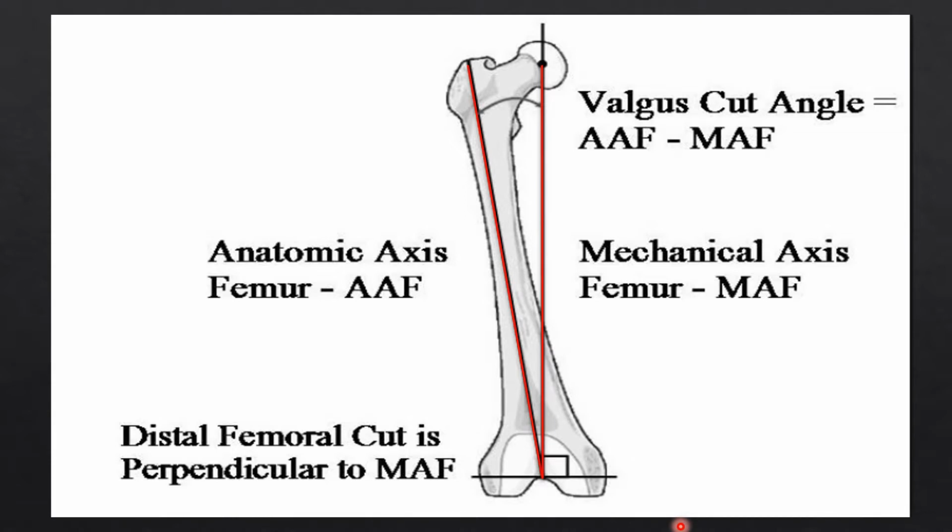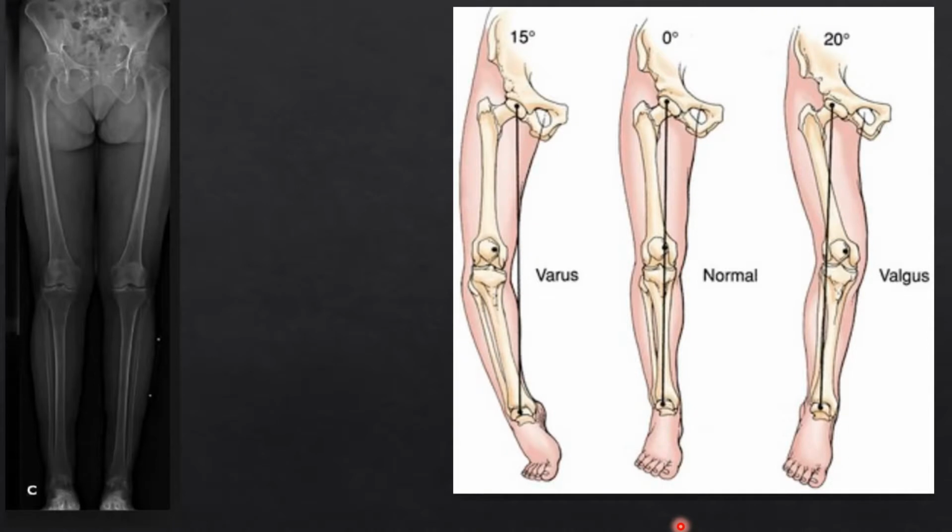The intramedullary femoral jig represents the anatomical axis of the femur, and the distal femoral cutting jig has to be rotated to the amount of the valgus cut angle to make the distal femoral cut perpendicular to the mechanical axis of the femur. The valgus cut angle is measured on the long leg X-ray by drawing the anatomical axis of the femur and the mechanical axis of the femur, and the angle between the two indicates the valgus cut angle.